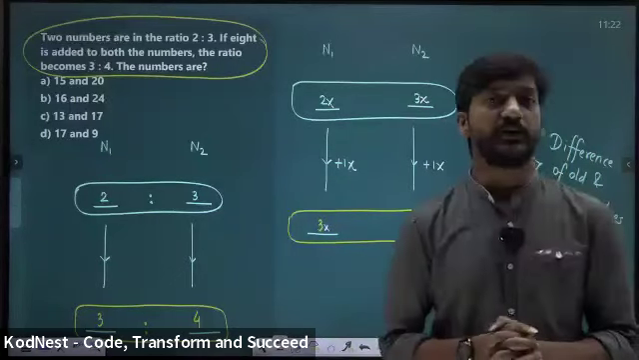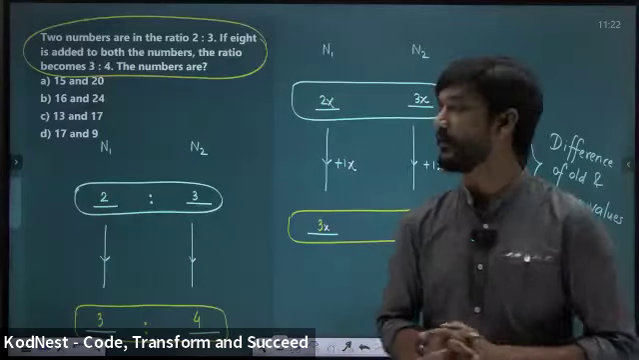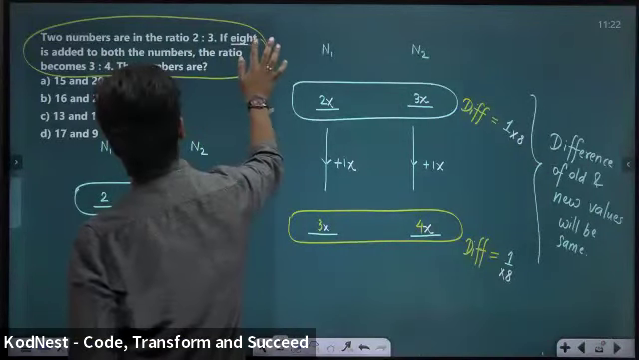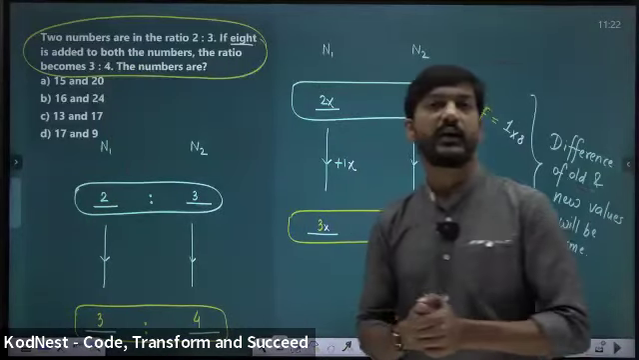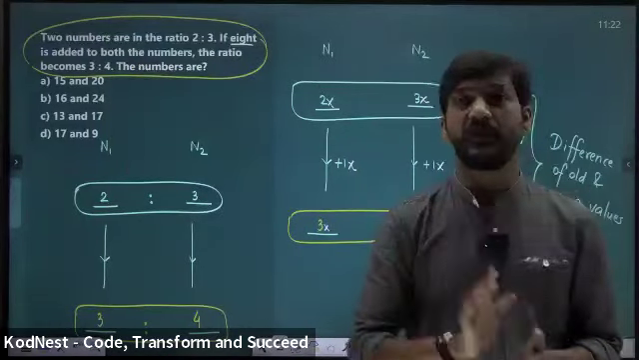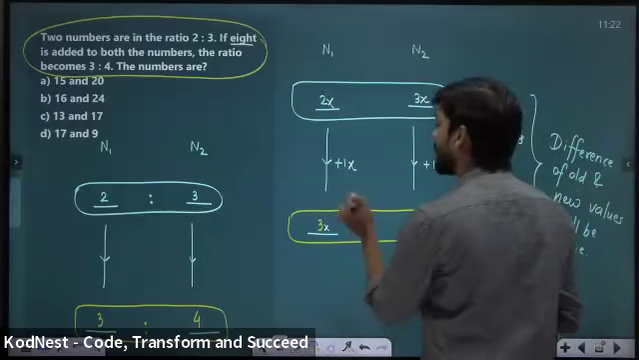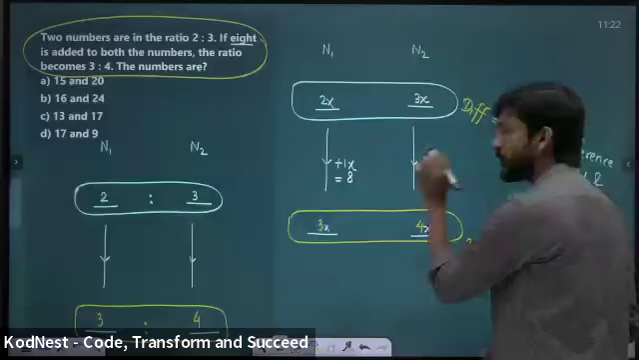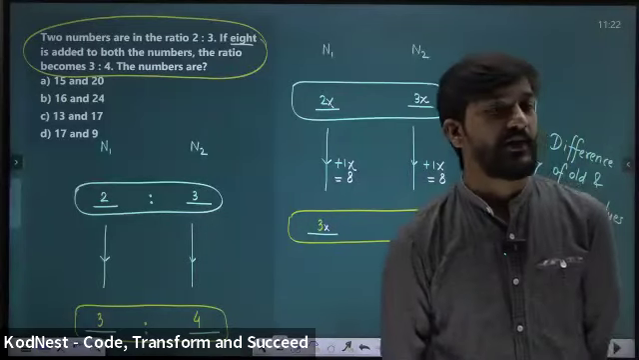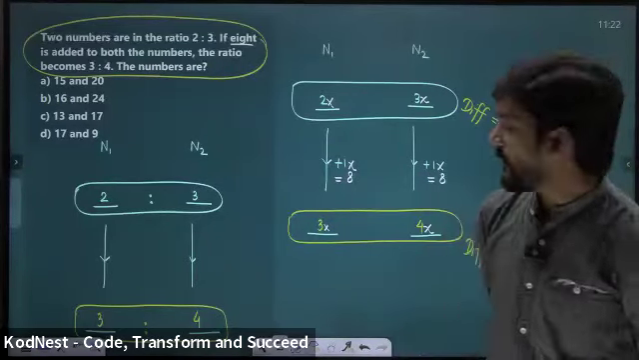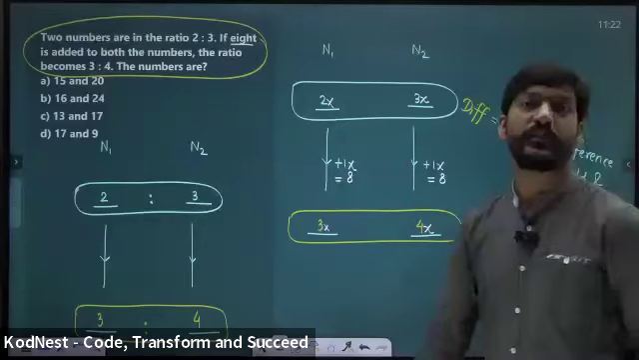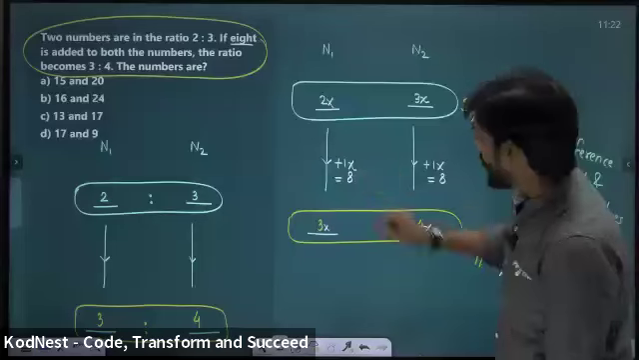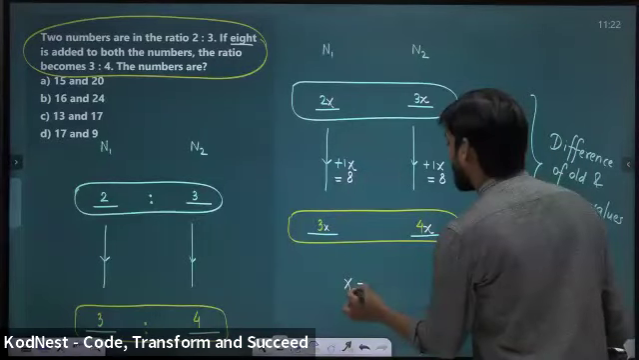What value is given? Something has to be given. This is ratio, leave it. What is given? 8. What is 8? 8 is the number which we have added. So can I say this value is 8? Yes or not? Carefully answer. Whatever value is given, equate it with 8. Now from this, what we have got is x equal to 8.